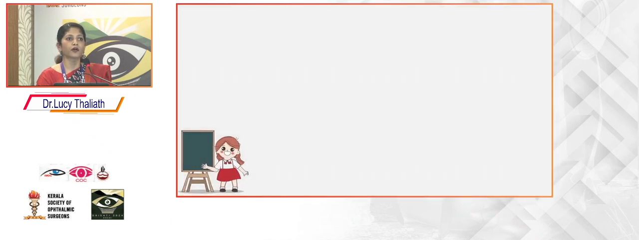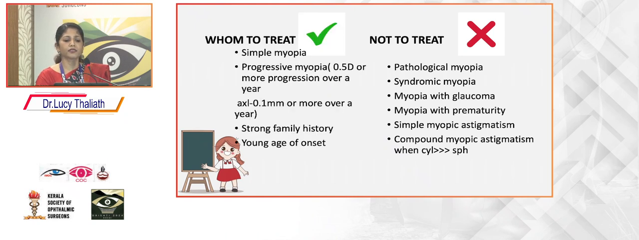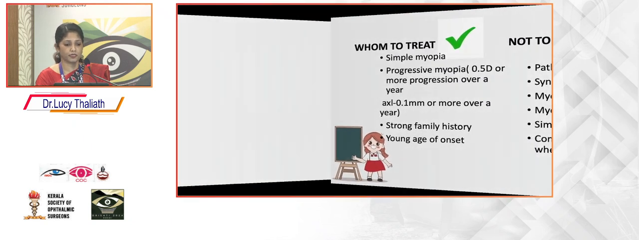Before treating all the cases of myopia, we should know whom not to treat. We should not treat a case of pathological myopia, a syndromic myopia, such as those associated with Stickler or Marfan syndrome, myopia associated with glaucoma, myopia with prematurity, simple myopic astigmatism, and a case of compound myopic astigmatism where the cylinder power is much, much more than the spherical power. So whom should we treat? A simple myopia with a progression recorded of more than 0.5 diopter, and an axial length increase of more than 1.1 millimeter recorded over a year, with a strong family history and a young age of onset.